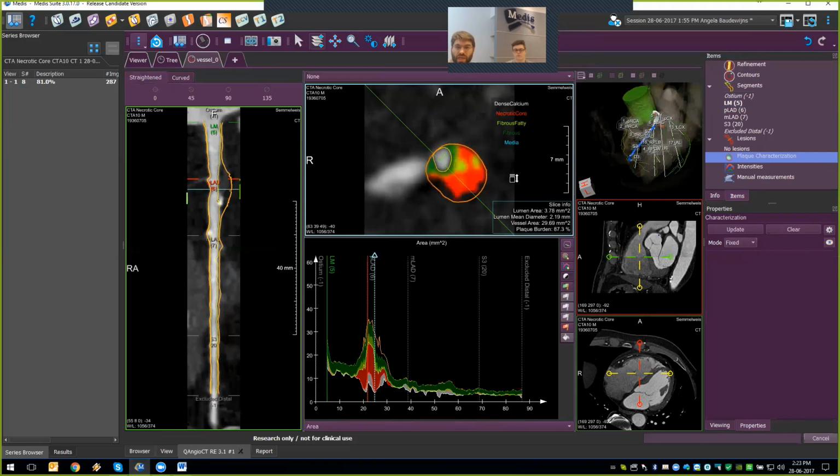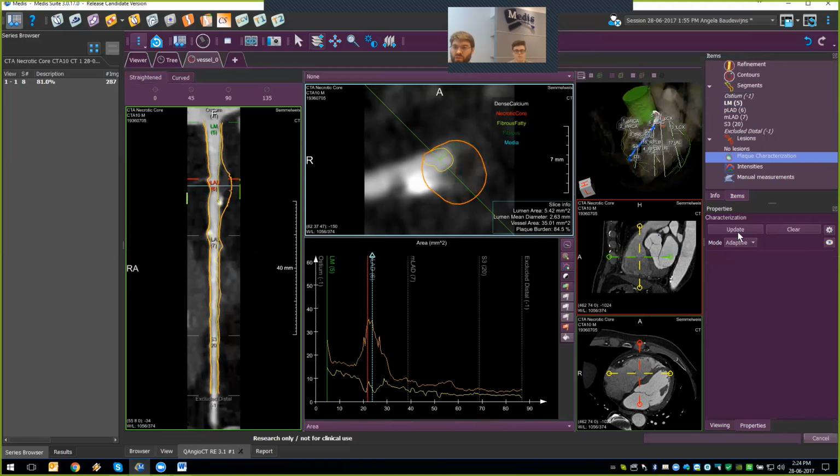One interesting thing about the plaque characterization in QAngio CT is that we have two different modes. One is the basic fixed Hounsfield unit mode, where we assign different tissue types based on the Hounsfield ranges. The other one would be an adaptive mode, which takes into account intensity differences which might occur within the vessel. More detailed information we can provide you later should it be needed.